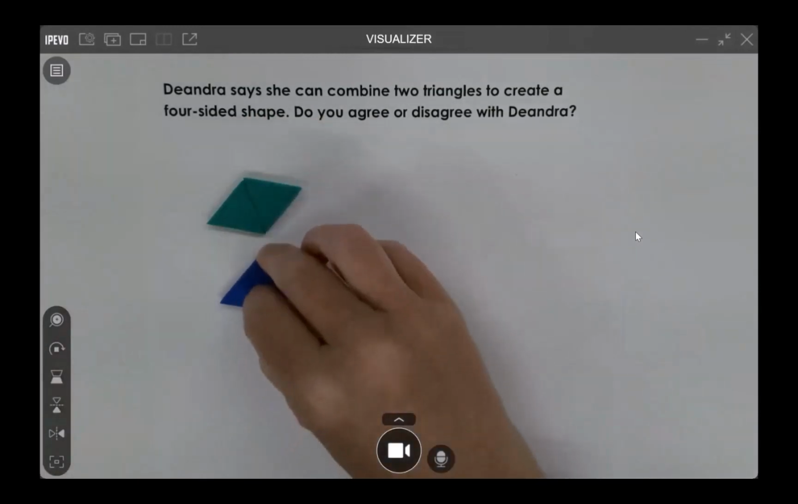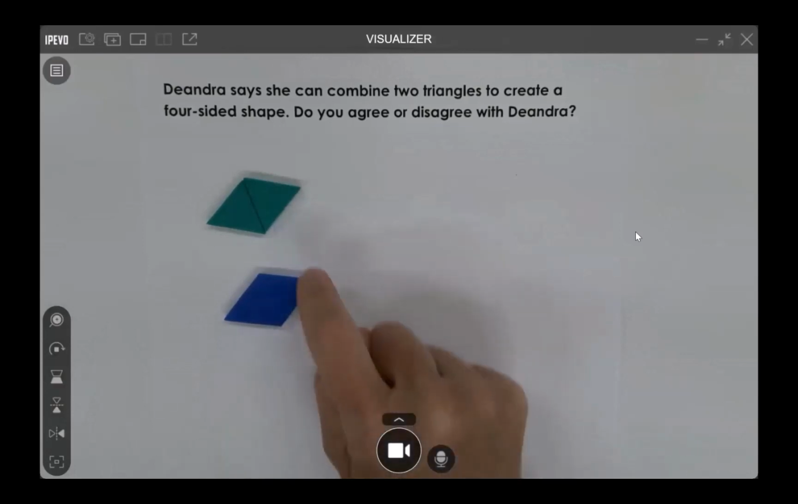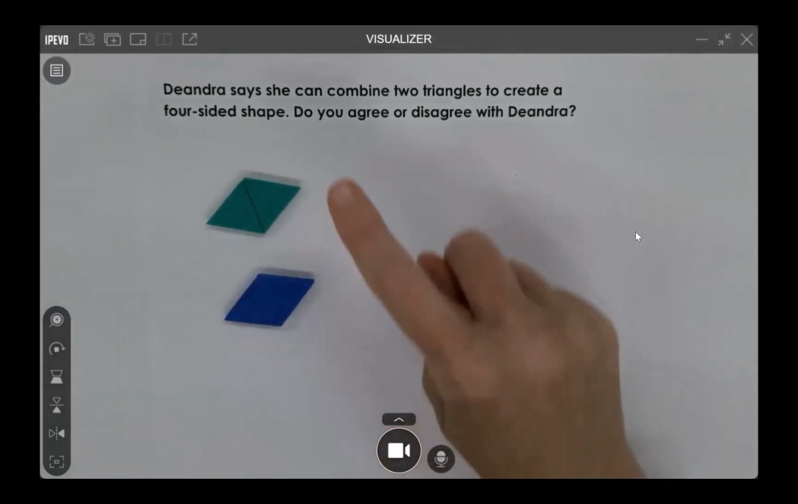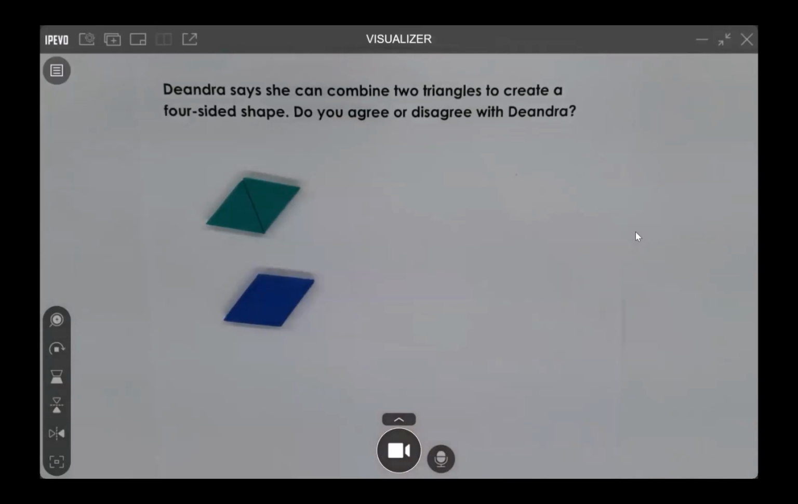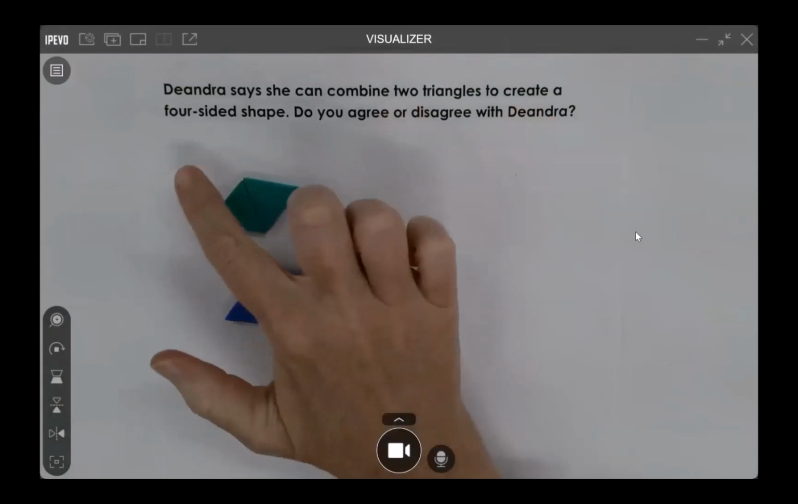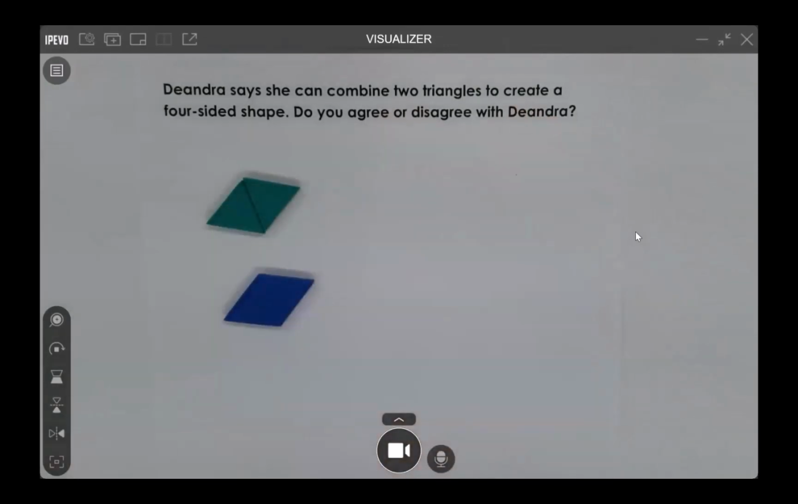It looks like my blue pattern block, which is my rhombus. It has 1, 2, 3, 4 sides and 1, 2, 3, 4 vertices. Oh, so it sounds like I do agree with Deandra that I can combine two triangles and create a new four-sided shape. When I combined two triangles, I made a rhombus, which is a four-sided shape.